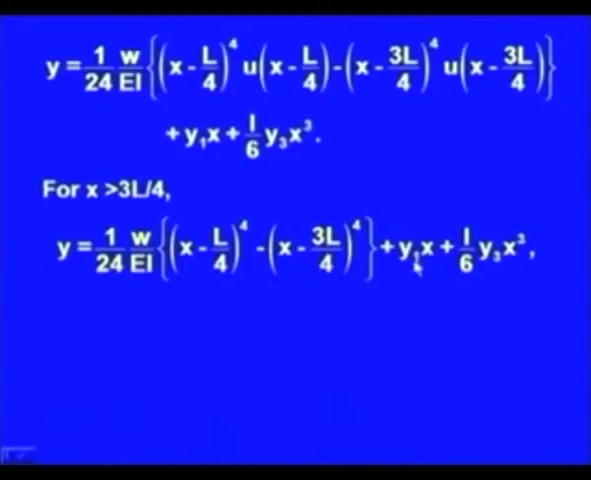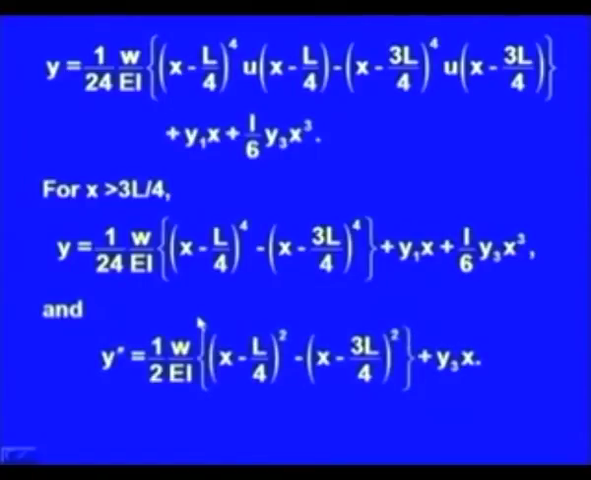We are going to find the values of y1 and y3. So, for that we will make use of the boundary conditions at the end x equal to L, and that is why we have taken x to be greater than 3L by 4. With this we can replace the unit step functions by their values, that is 1. And now, we can take the second derivative of this: y double dash gives us 1 over 2 times w over EI, (x minus L by 4) raised to the power 2 minus (x minus 3L by 4) raised to the power 2, plus y3 x.